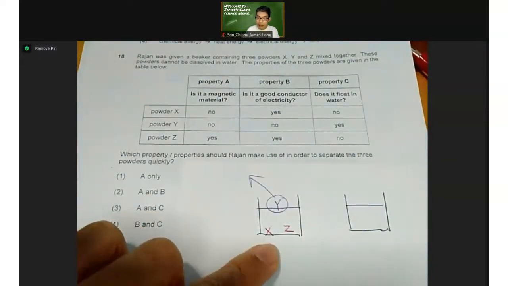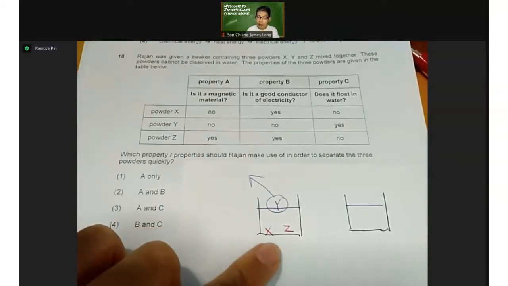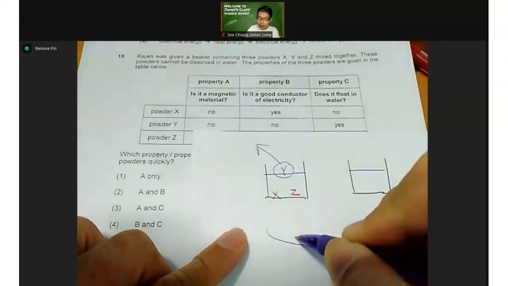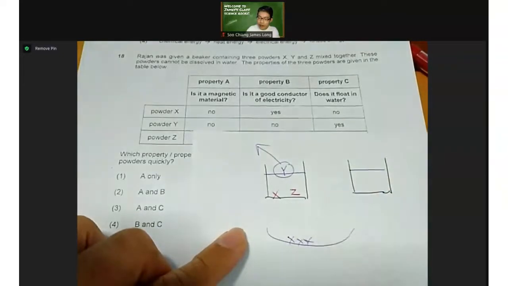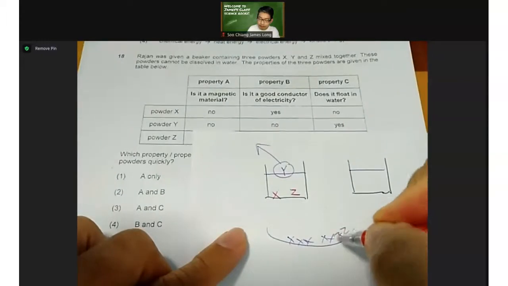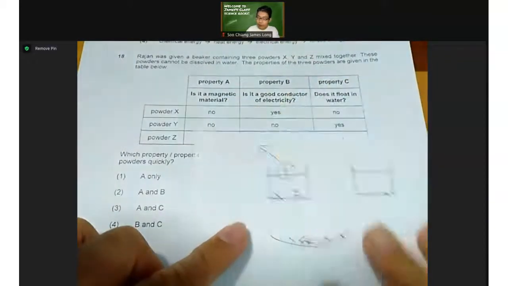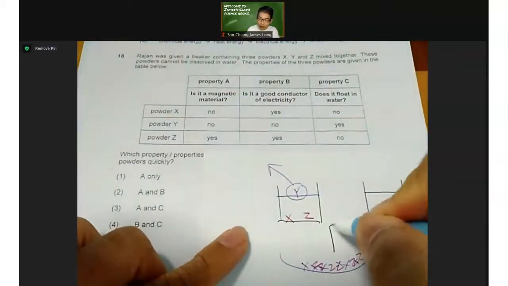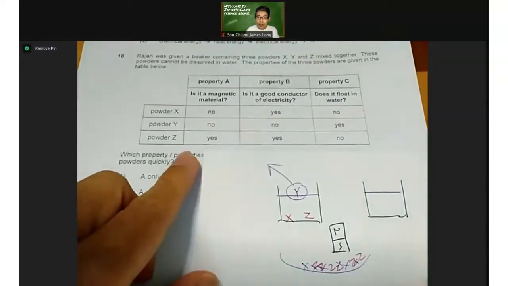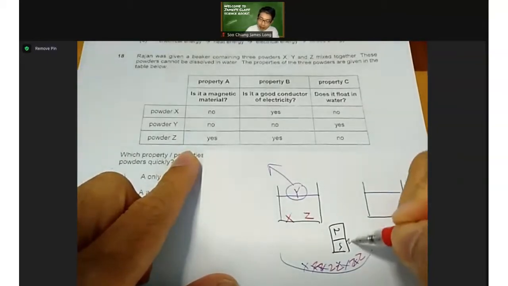Now leaving X and Z, he just needs to pour the water away. Now let's see, how can we separate X and Z? Let's say now he has a container, he placed all the dried X and all the dried Z together. So how can we separate this now? Let's take a look at property A. If he places a magnet over them, powder Z will be attracted to the magnet because it is a magnetic material.